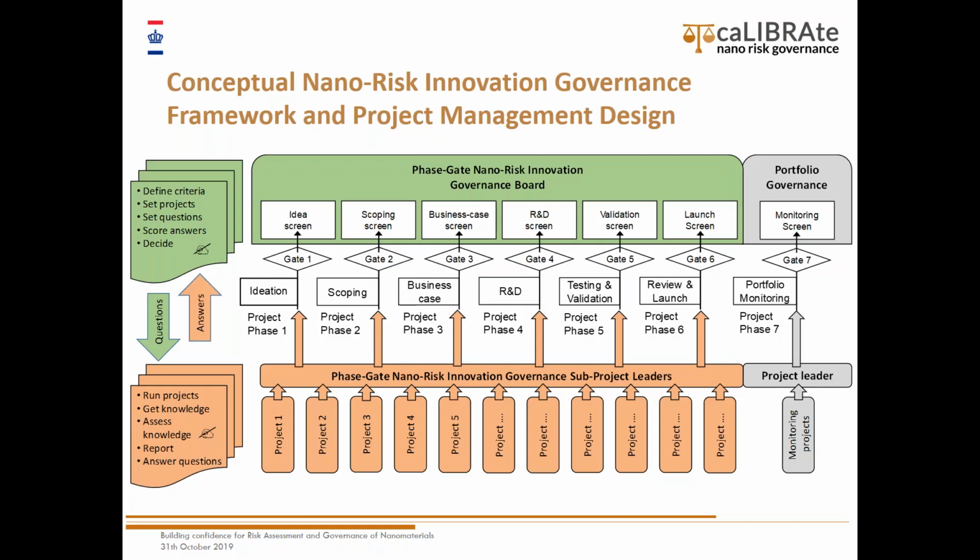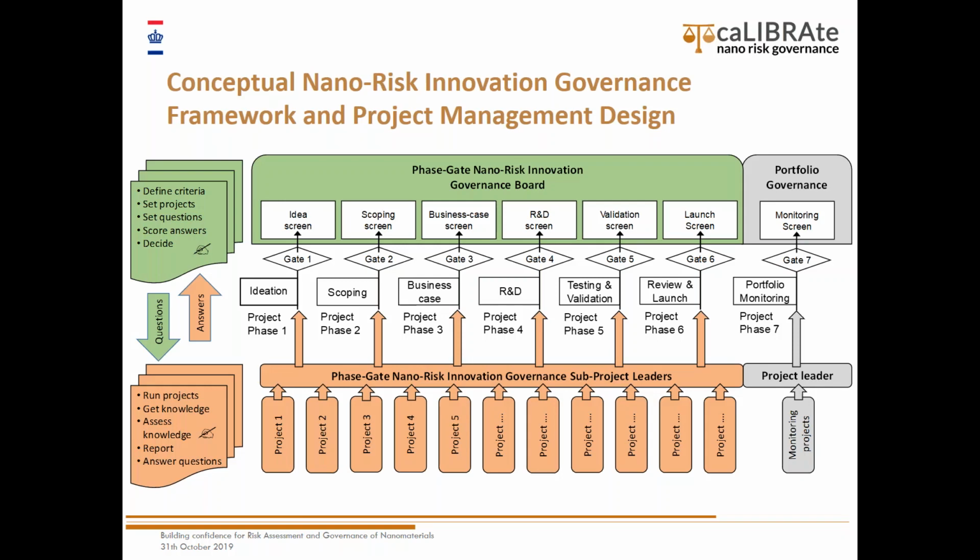So at the sub-project level, as I mentioned, they are responsible for running the projects, obtaining the knowledge, assessing the knowledge, and reporting back to the governance board and answering the questions by the governance board. And the projects can be launched, can be few, it can be many, depending on the requirements of the individual projects. So the flexibility in this system is that you pick the projects that are needed to answer the questions at the different project phases during your innovation. Normally, you would have few projects in the beginning, and then it would expand during the R&D test and validation process.